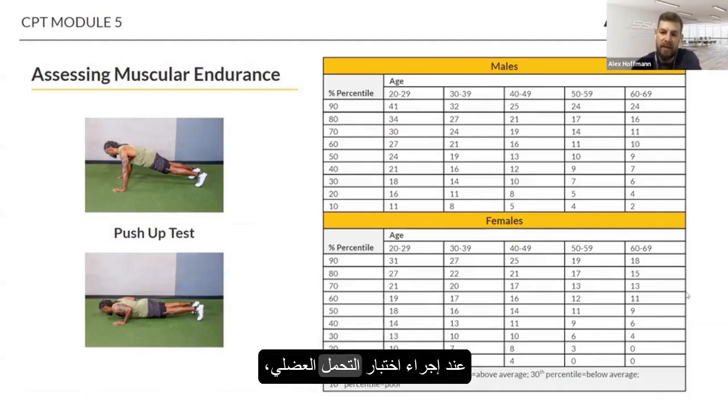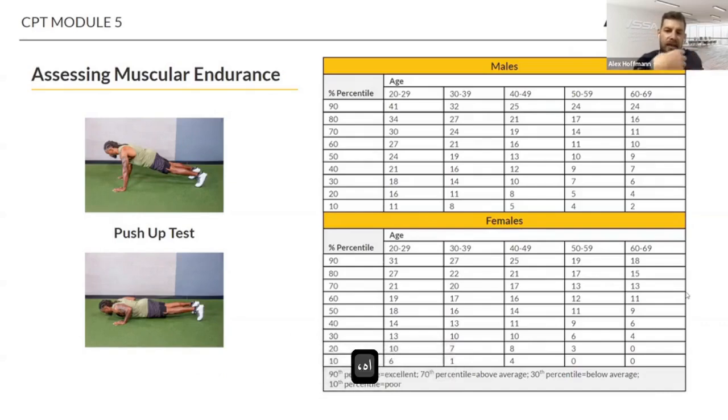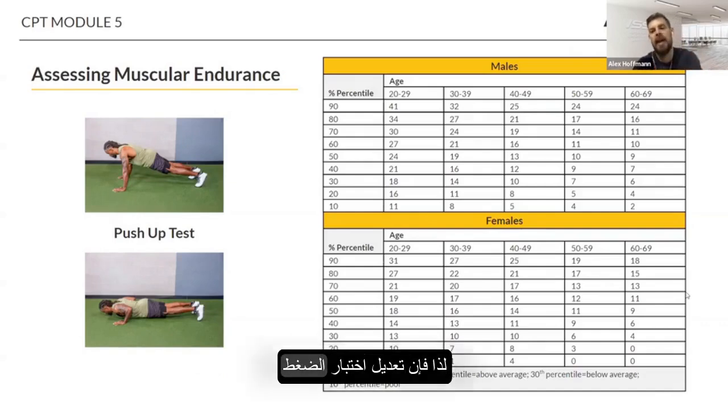When performing a muscular endurance test, the most important thing to keep in mind is that the client is using proper form on all of their repetitions. And so we don't want to count partial reps in an endurance test. And if a client is unable to do one repetition with proper form, then we're going to modify that test. So a modification of a push-up test would be having them perform push-ups from their knees.